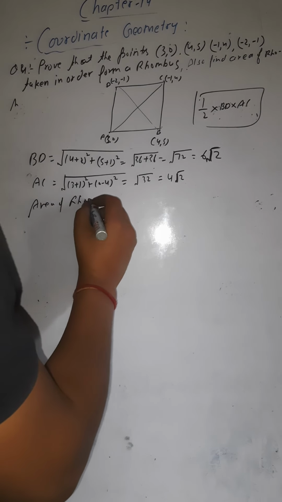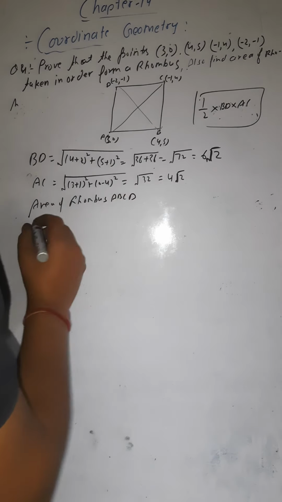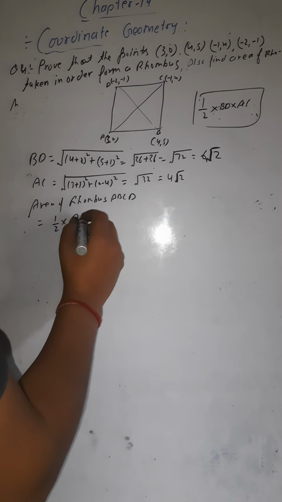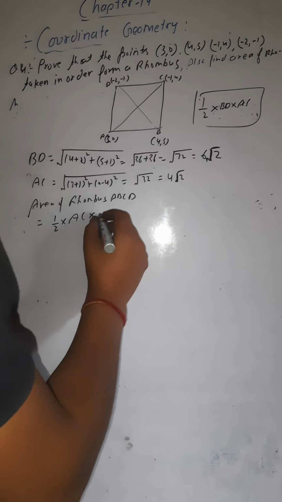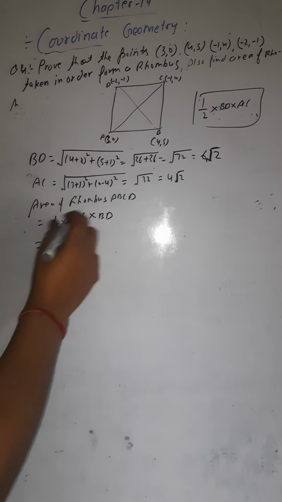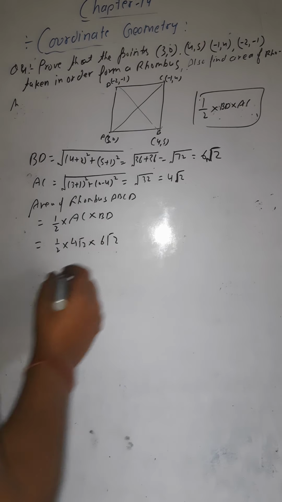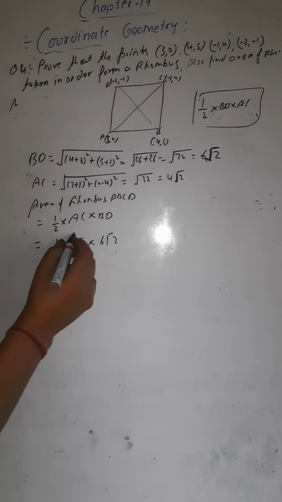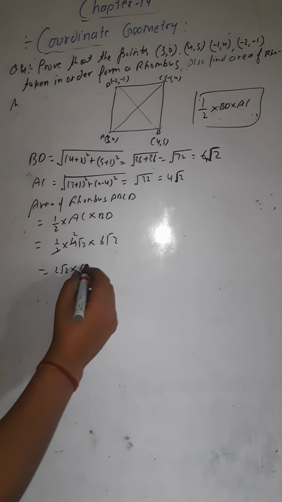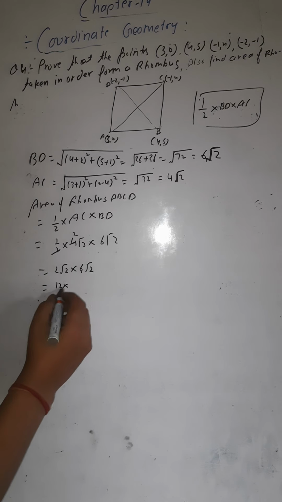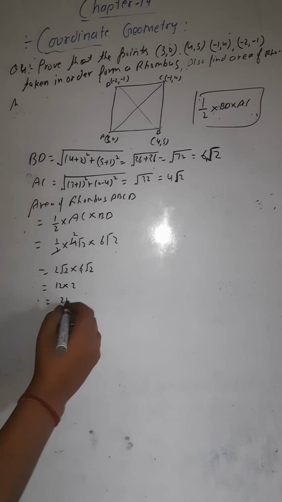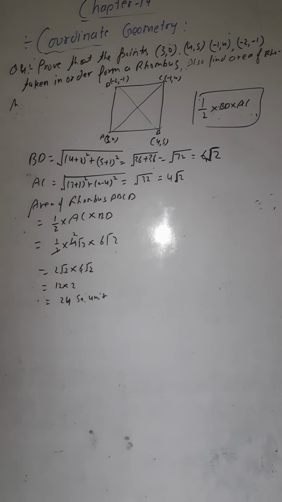Now area. Area of rhombus ABCD is equal to 1 by 2 into first diagonal, that is AC, whatever you write first, second is BD. 1 by 2, AC is how much? 4 under root 2, and BD is how much? 6 under root 2. Okay, so you can cut it, 2 2s are 4, it is coming out to be 2 under root 2 multiply 6 under root 2, 6 2s are 12, under root 2 into under root 2 is 2. So 12 2s are 24 square unit. So this will be the area of this rhombus. Okay, so this was your fourth question.